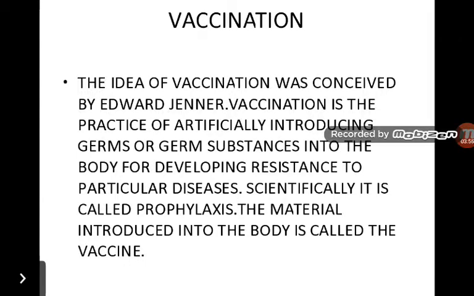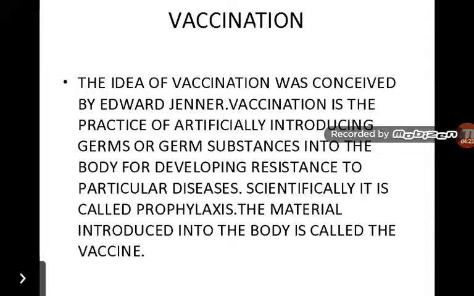Vaccination. What is vaccination? The idea of vaccination was conceived by Edward Jenner. Vaccination is the practice of artificially introducing germs or germ substances, which I have written as antibodies, into the body for developing resistance to particular diseases. Scientifically, it is called prophylaxis. The material introduced into the body is called the vaccine.